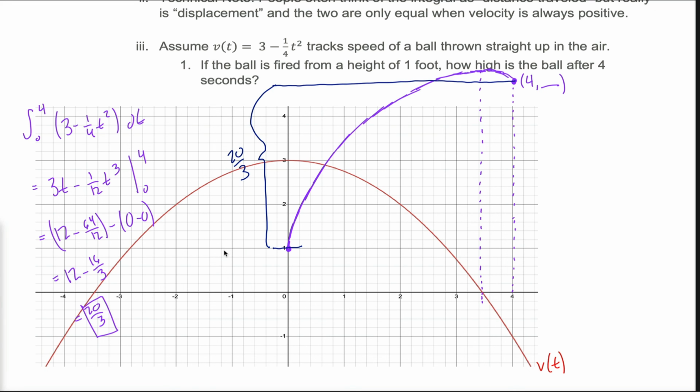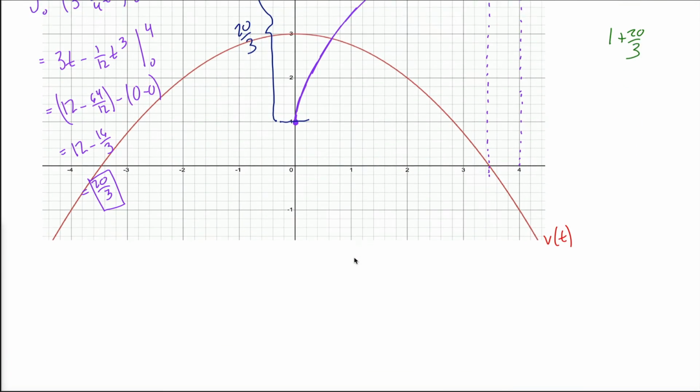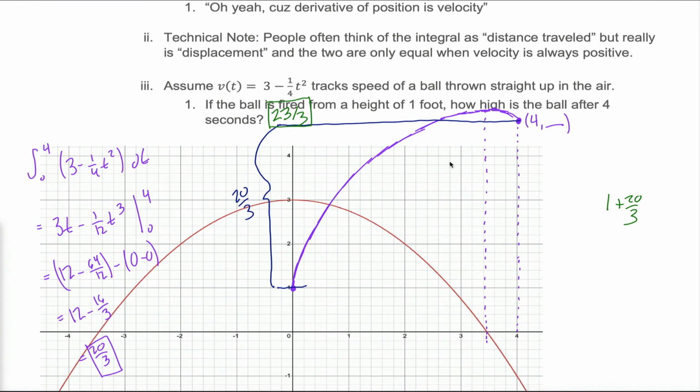So what's the height of the ball? Well, it started out at 1, and it's gone up a net amount of 20 over 3. The answer to the question is just 1 plus 20 thirds. In other words, 23 thirds. Feet, I guess, is the unit that I'm using here. Although I don't care at all about units, I just care about that answer, and I care about calling this section done.